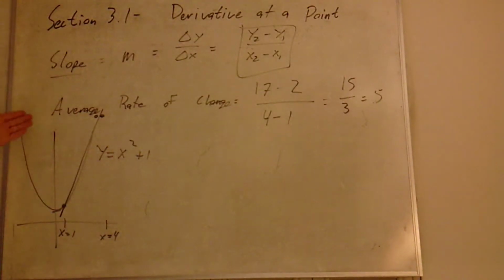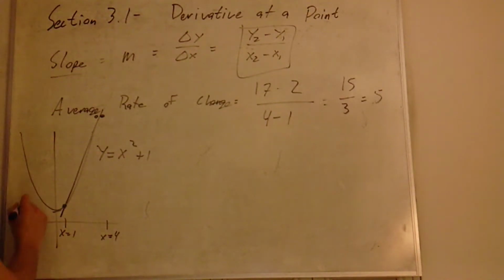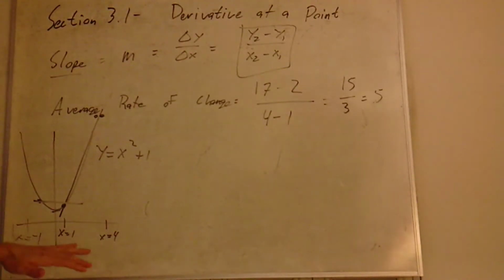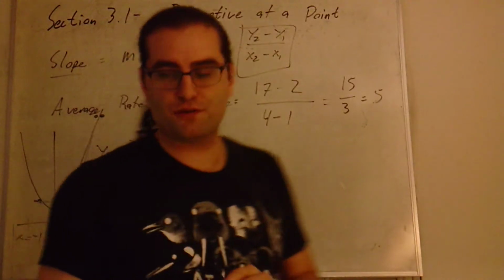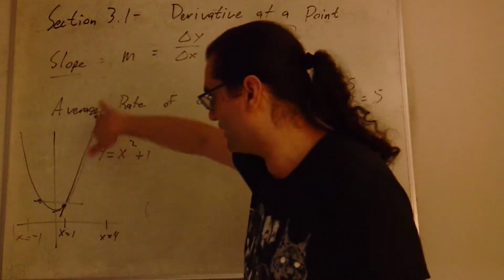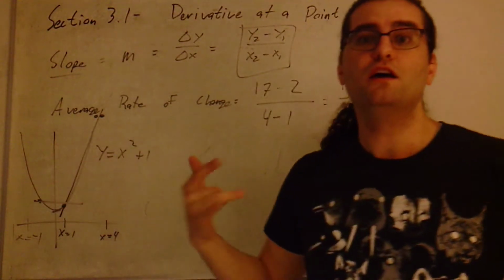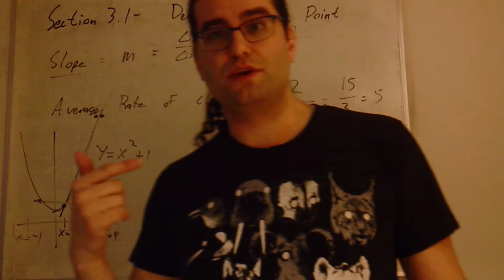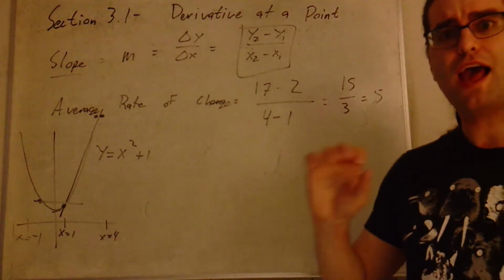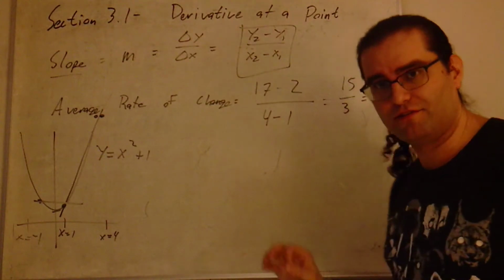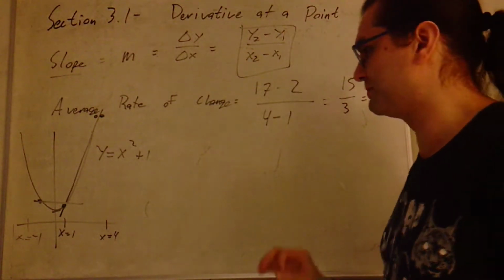It's possible to get average rates of change that don't make any sense. Like if you pick x equals -1 and x equals 1, you just get a flat line. And a slope of 0 is not very representative of what this function is doing. So I think that we can do better. And that's where the idea of difference quotients comes in.